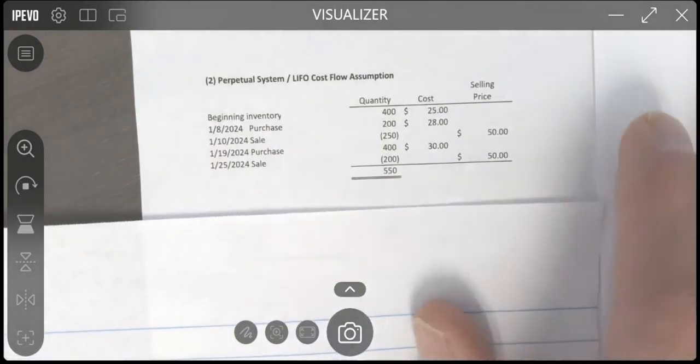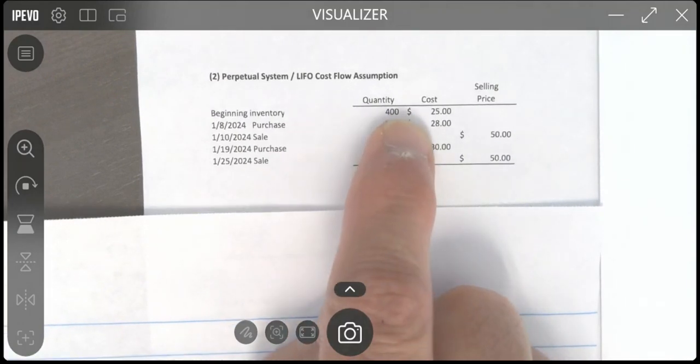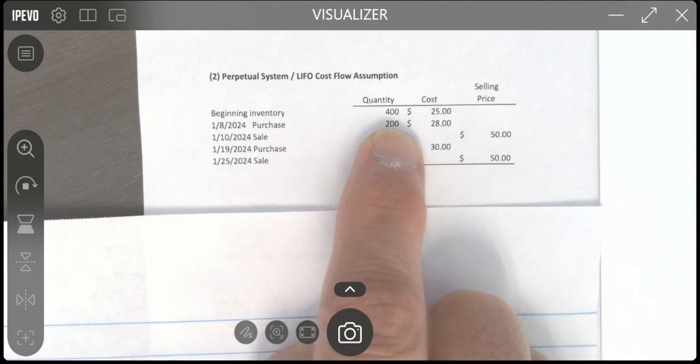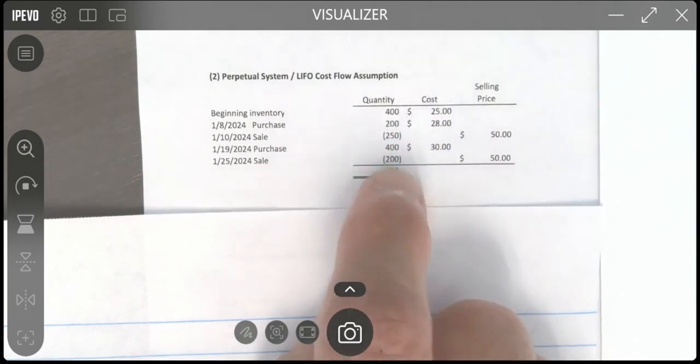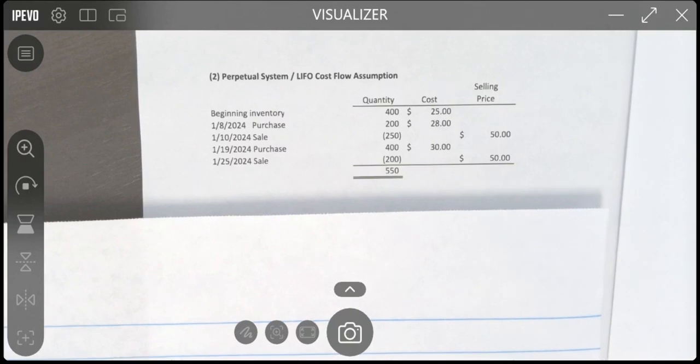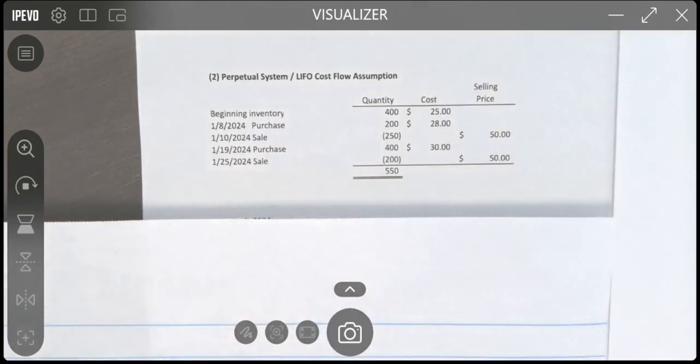So if you need to reread these, I summarize them here. Here are the transactions for the month in tabular form. The beginning inventory was 400. We had a purchase of 200, a sale of 250, a purchase of 400, and a sale of 200 during the month. And now we're going to account for those using the perpetual system with the last in first out cost flow assumption.